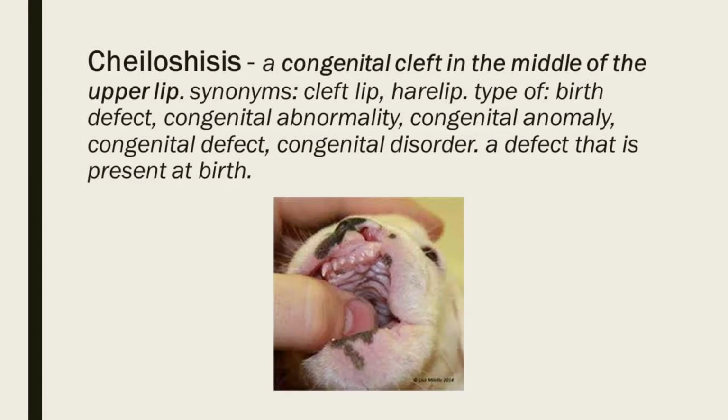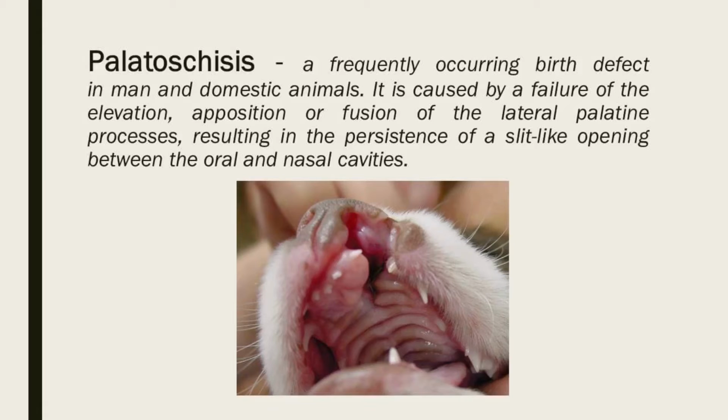The second abnormality under fissures is cheilochisis. Cheilochisis, a cleft in the center of the top lip, that is congenital cleft lip, a genetic abnormality that is evident at birth. The next abnormality under fissures is palatoschisis. Palatoschisis, also known as orofacial cleft, is a group of conditions that includes cleft lip, cleft palate, and both together. A cleft lip contains an opening in the upper lip that may extend into the nose.